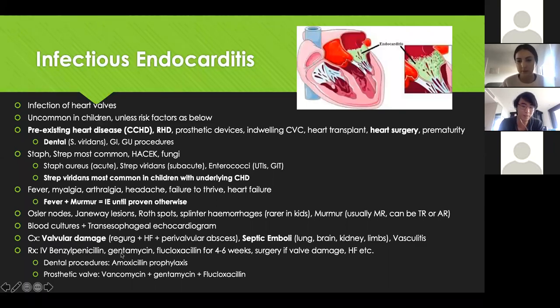If they have dental procedures and they've had infective endo, or they're at really high risk, like when we're talking about rheumatic heart disease, then we give them amoxicillin for prophylaxis. And if they have a prosthetic valve, then we give them vancomycin plus gentamicin plus flucloxacillin for broader coverage.